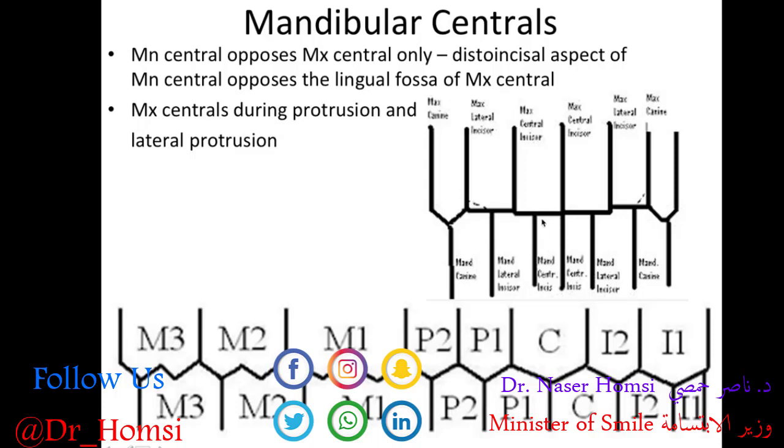Sorry, the disto-incisal aspect of the mandibular central is going to oppose the lingual fossa. So here's the distal part of this tooth, right? And it's going to be occluding with the lingual fossa on the maxillary central. So you can't really see that too well on the picket fence, so that's why it's kind of good to have just a general understanding of how things are fitting together. And then in protrusion, you're going to be contacting the maxillary centrals.